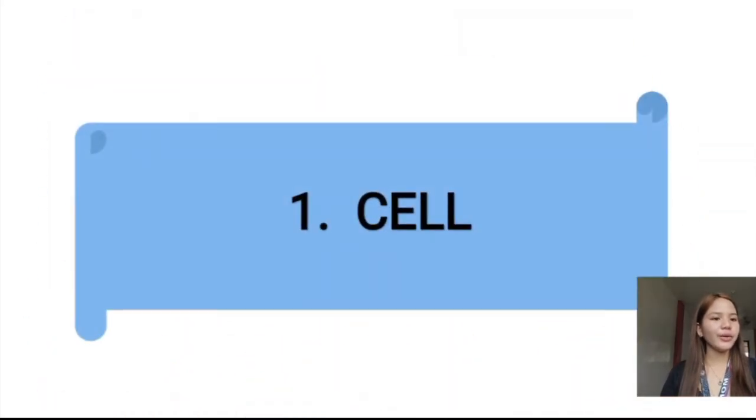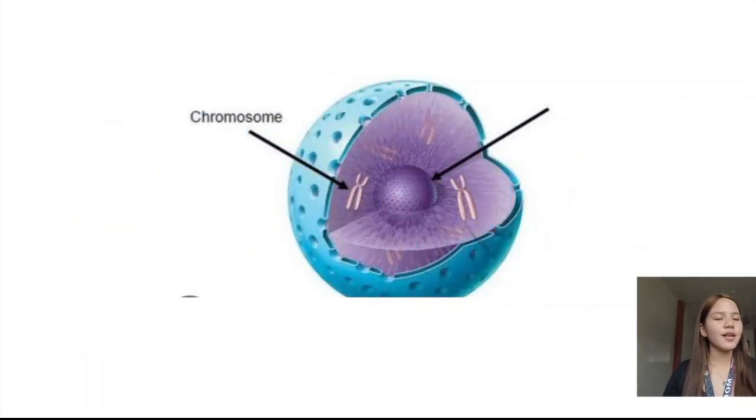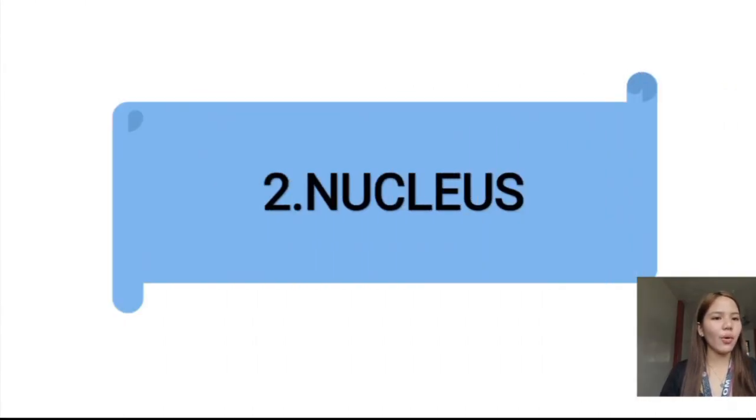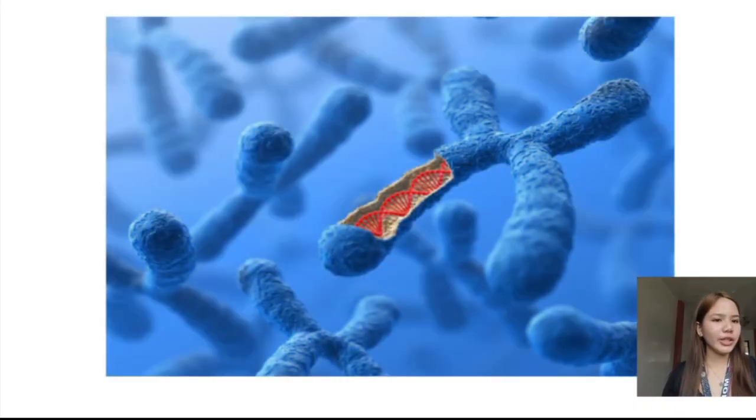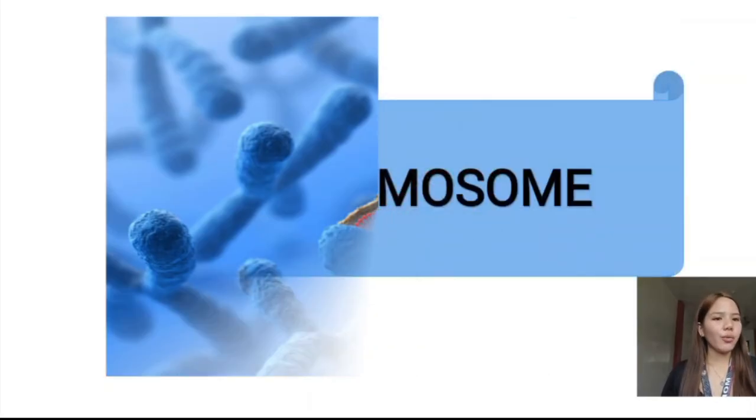Cell. Okay, very good. So the next one, again, I'll give you 5 seconds: 5, 4, 3, 2, 1. So the answer is nucleus. Okay. Again, the third one: 5, 4, 3, 2, 1. So the answer is chromosome.